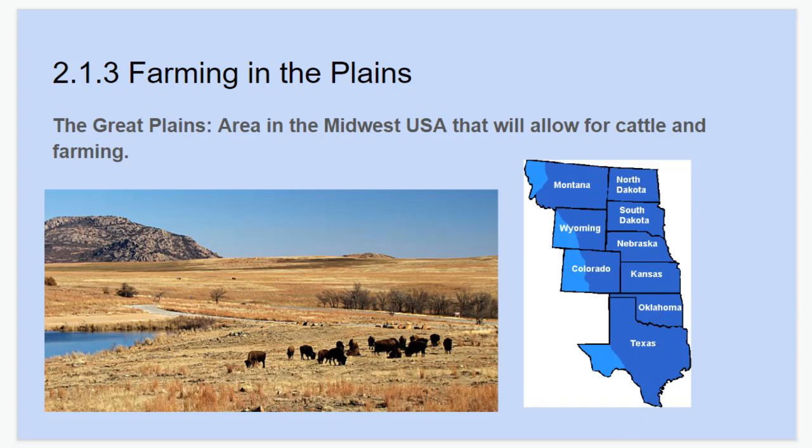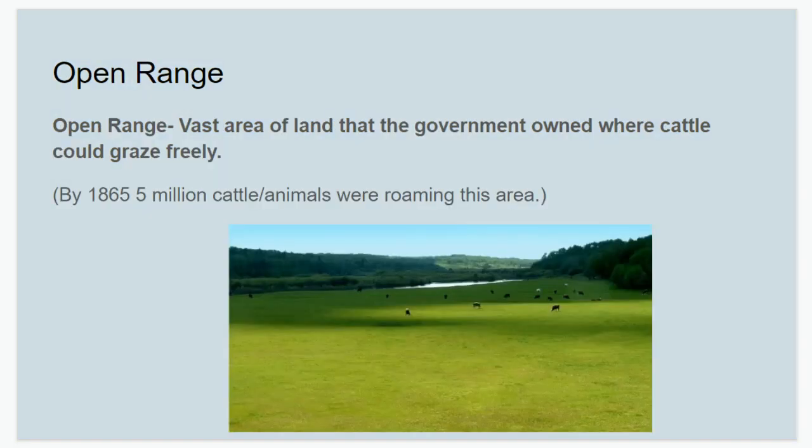This is a very flat land, which we talked about in the introduction lesson. Not a lot of trees, not a lot of shape or things to block wind. Considered an open range, and the vocabulary word means it's a vast area of land that the government owned where cattle could graze. By 1865, 5 million cattle or animals were roaming in this area.